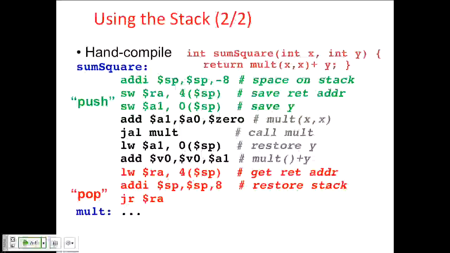Question? Sorry, repeat the question. So at the end of mult, how would you return for multiply? What would be the last instruction in the multiply routine? Right, exactly. So all the functions return with JR RA. So every function call is going to end with a JR RA: jump to the PC whose value is in the RA register. All your subroutines are going to end that way.